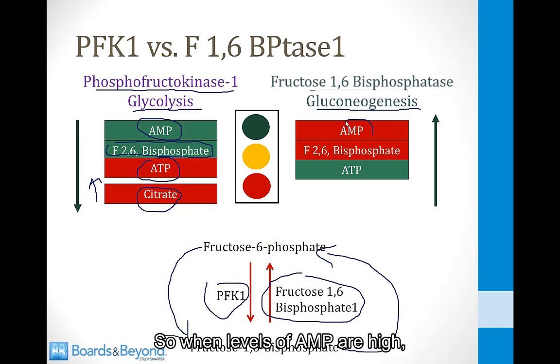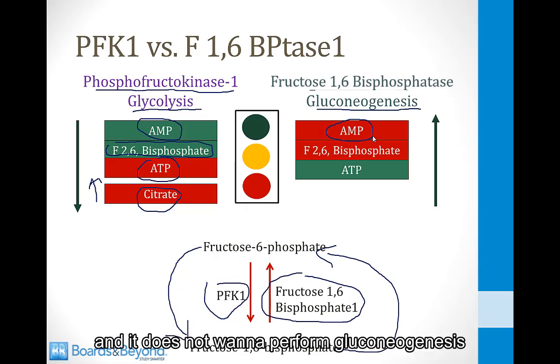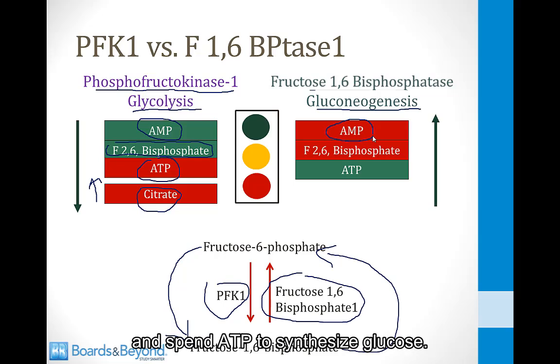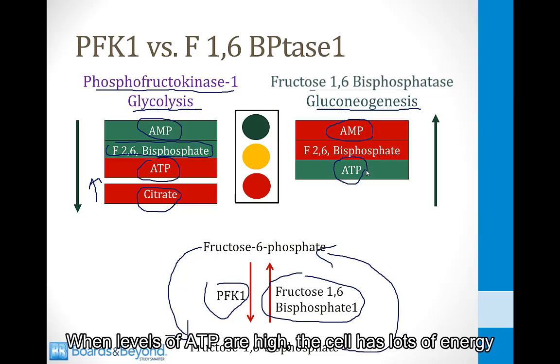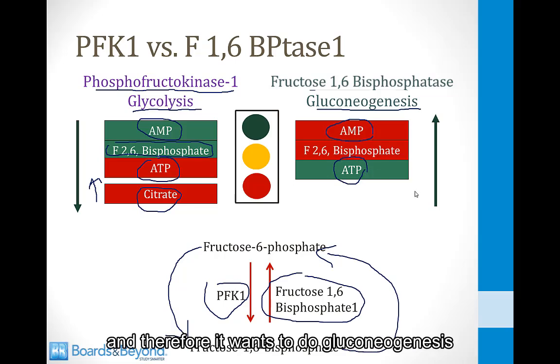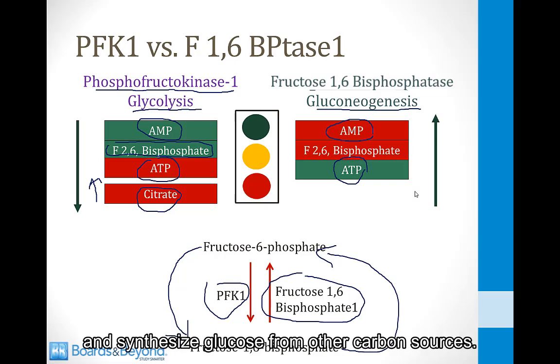So when levels of AMP are high, the cell is wanting for energy and it does not want to perform gluconeogenesis and spend ATP to synthesize glucose. When levels of ATP are high, the cell has lots of energy and therefore it wants to do gluconeogenesis and synthesize glucose from other carbon sources.